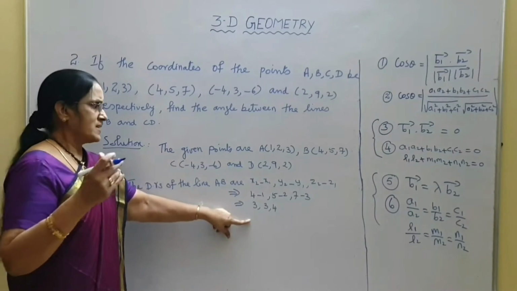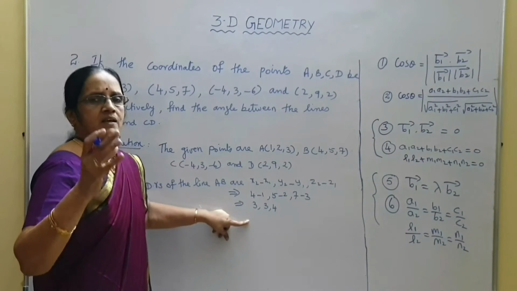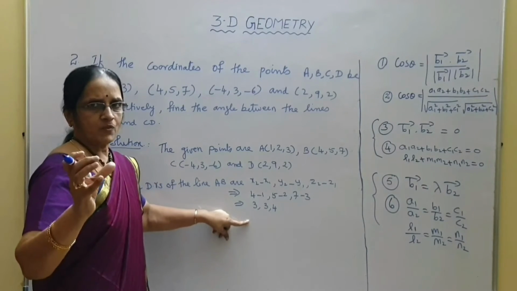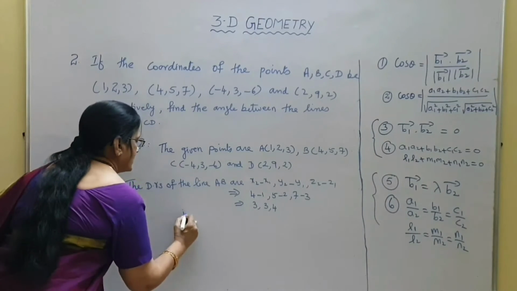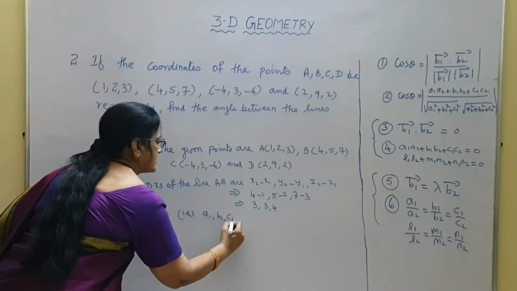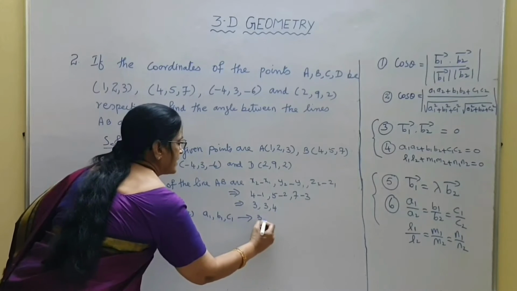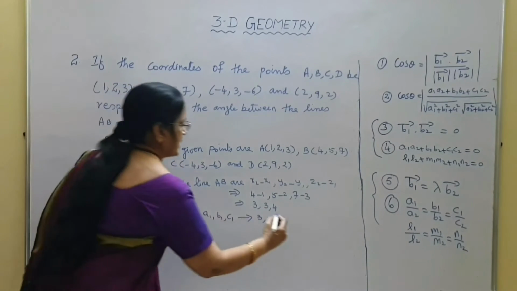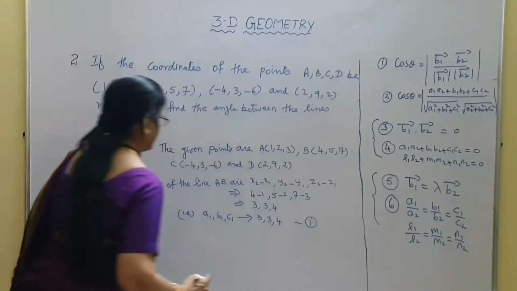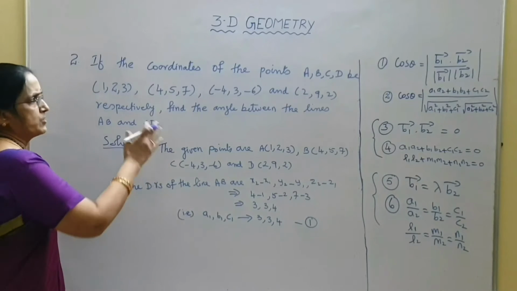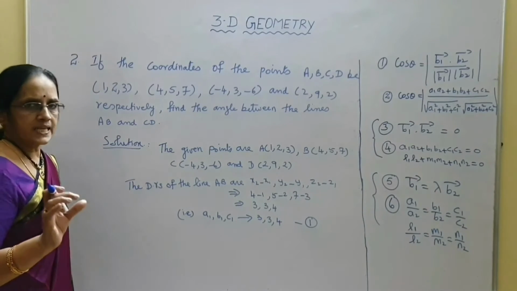Normally, we take it as ABC. Since 2 lines are there, let us take it as A1, B1 and C1. That is A1, B1, C1 are nothing but 3, 3, 4. Okay, name this as 1. These are the DRs of the line AB. Similarly, we have to find out the DRs of the line CD.